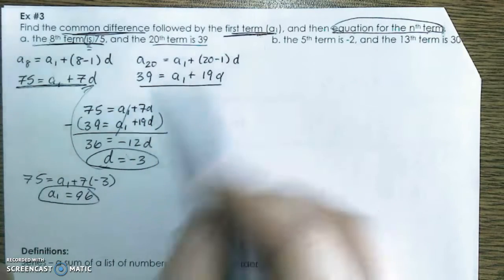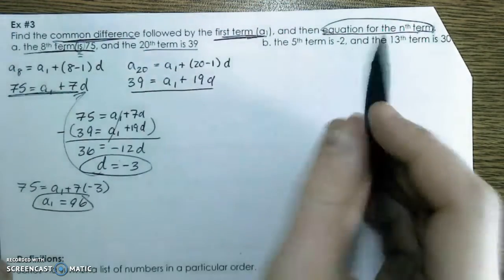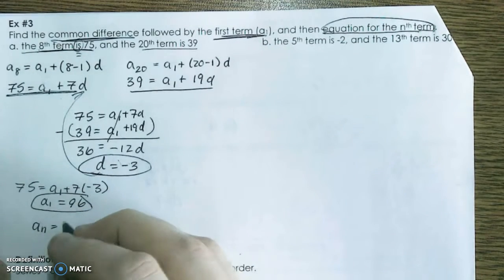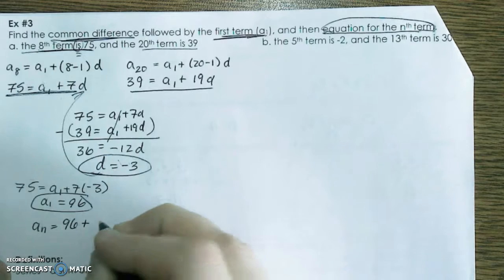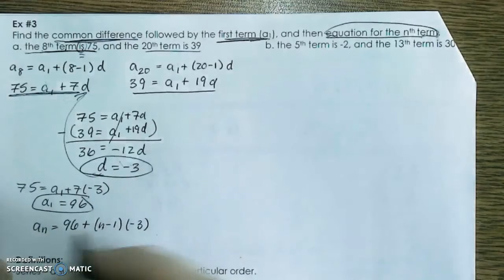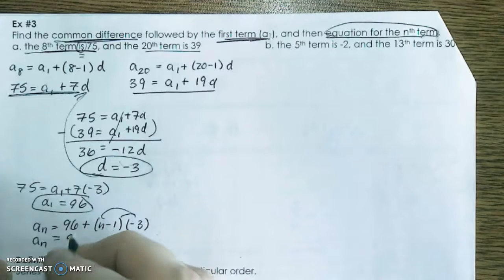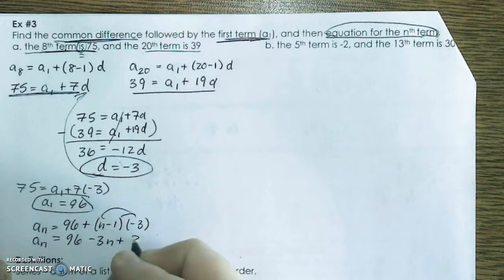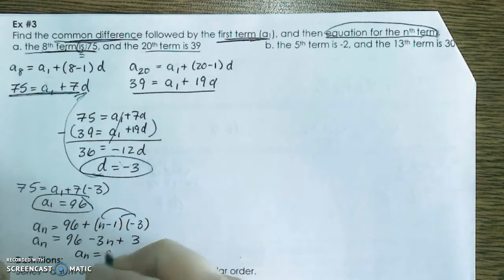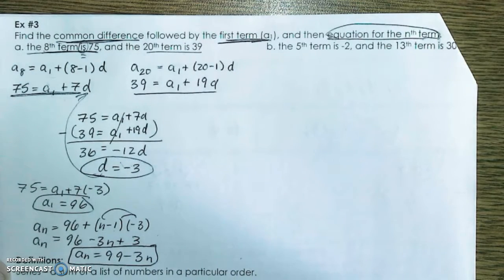So I did the second part of the directions. I found the common difference, and now I just found the first term of the sequence. And now that I have these two things, I can do the final step, which is find the equation for the nth term. So a sub n equals a sub 1 plus n minus 1 times d. Remember, we leave n alone when we're looking for the equation of the nth term. So I'm going to distribute my negative 3 and combine like terms. 96 and 3 make 99. And so that is the equation of the nth term.